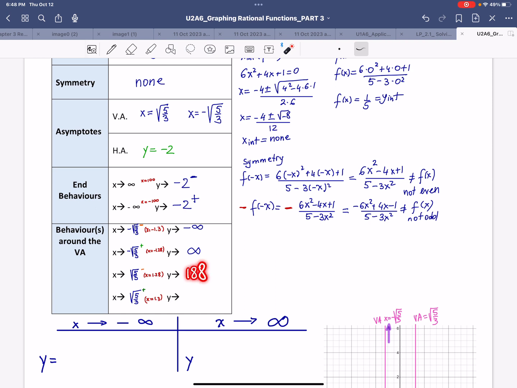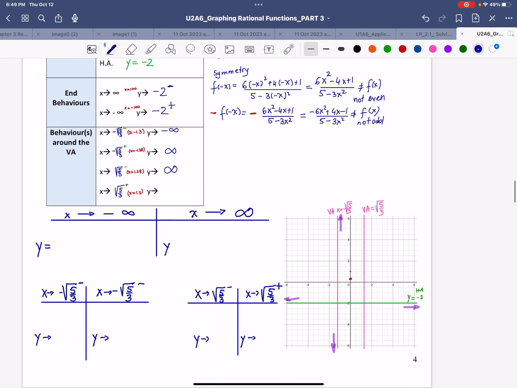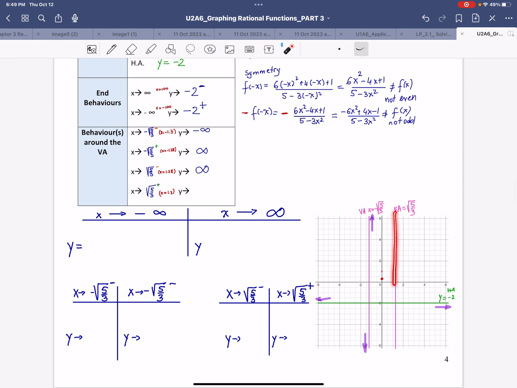So what that tells me is that when we get close to the asymptote on the left-hand side of it, root 5 over 3, the y values will be approaching infinity. So here we are at the vertical asymptote 5 over 3. On the left-hand side of it, the y values are heading towards infinity. So the function is going up this way.